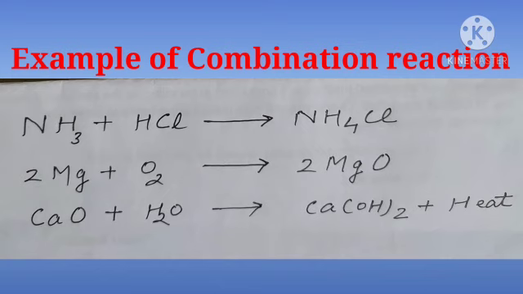Now the third example: calcium oxide combines with water and forms calcium hydroxide. Along with the calcium hydroxide, heat is also evolved. In this example, there are two reactants, calcium oxide and water. These two reactants combine together and form a single product. The name of the single product is calcium hydroxide.